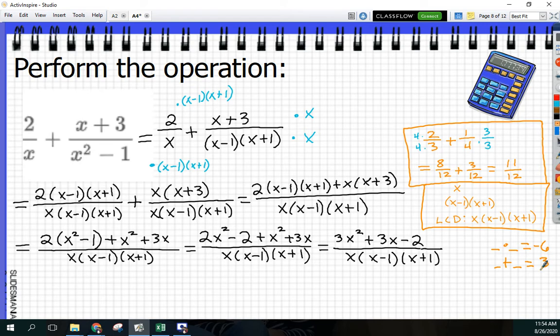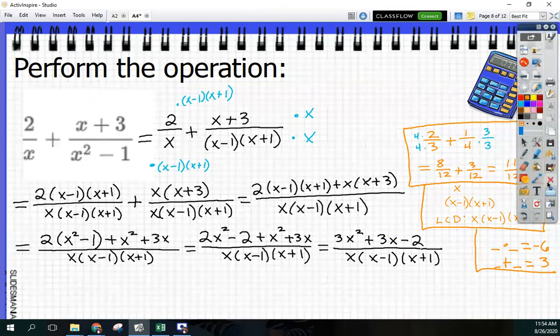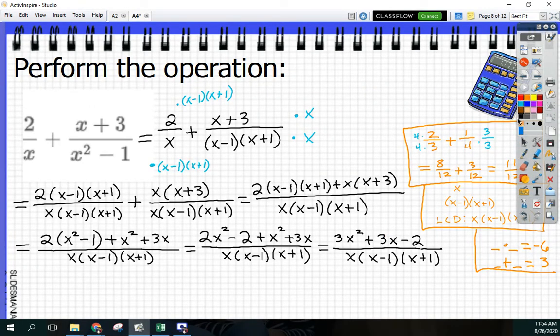Well, my factors of 6 are going to be 1 and 6, but I can't add or subtract those and get 3. They're also 2 and 3. But again, there's no combination of those that I can make in order to get 3. So I know that my numerator is not factorable, and so that would be my final answer.